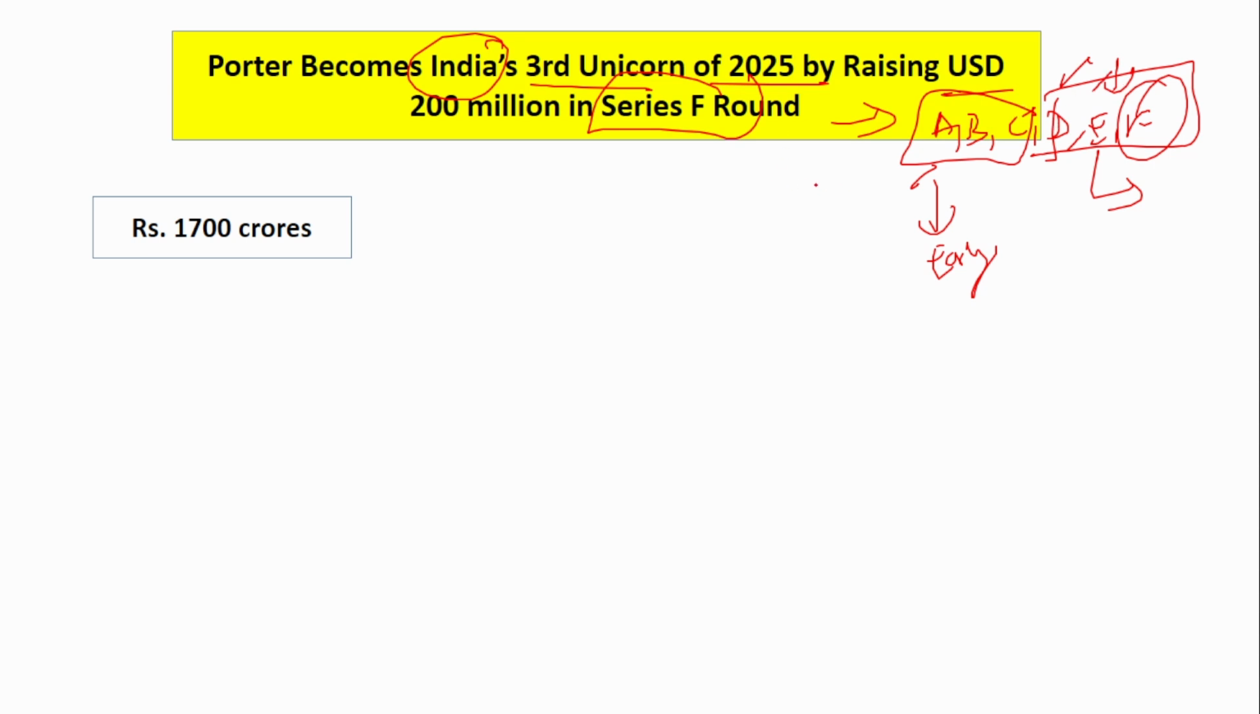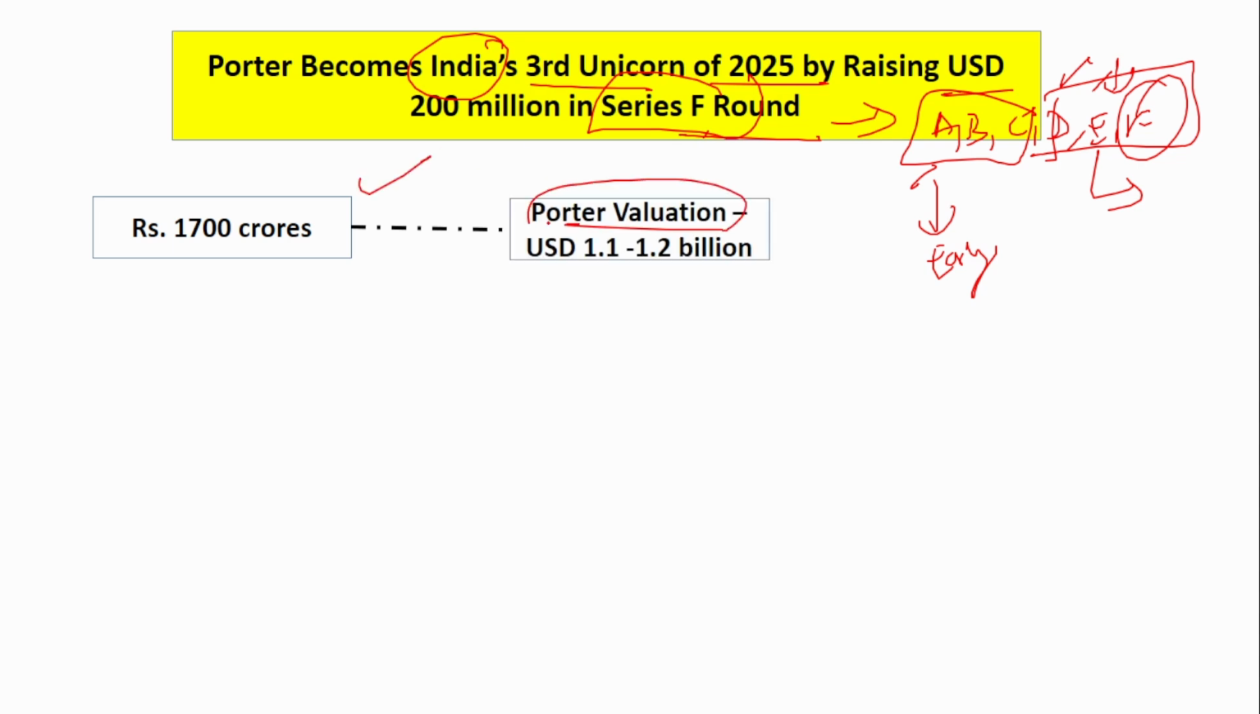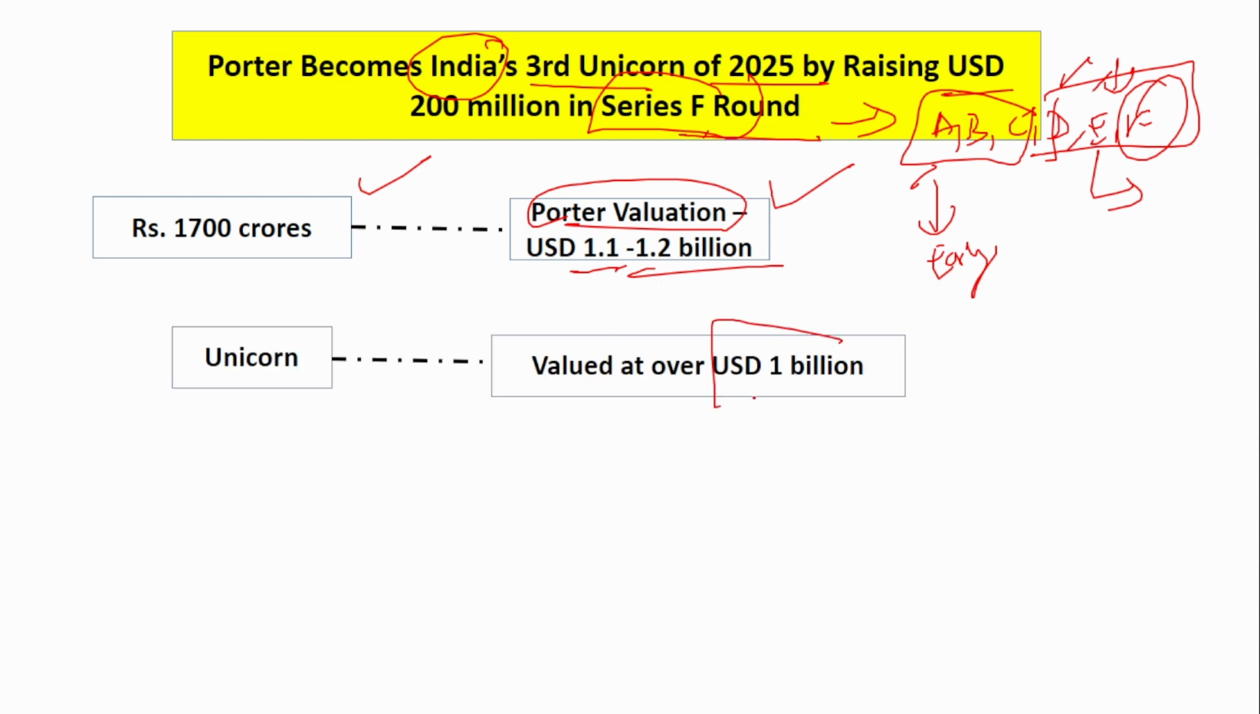So mainly here, Porter has raised 200 million US dollars in the Series F round, and it has become the third unicorn of 2025. Around 1700 crores has been raised, and Porter's valuation after this money has been raised is now 1.1 to 1.2 billion. The unicorn definition is any startup valued at over 1 billion. Since Porter's valuation is somewhere between 1.1 to 1.2 billion, it is also a unicorn. So this is the third unicorn in 2025.